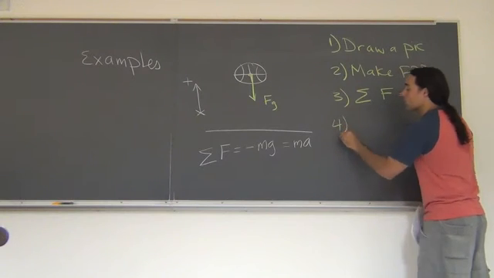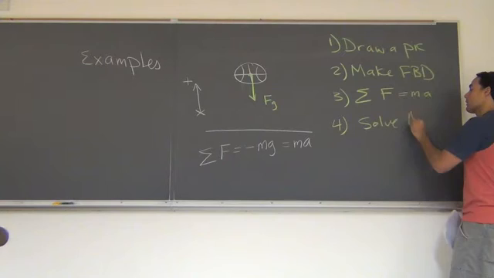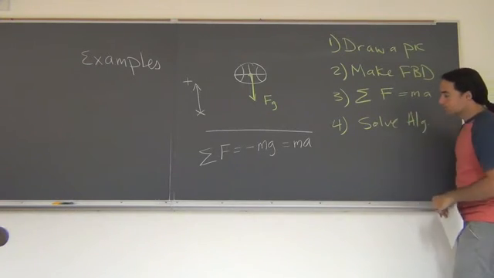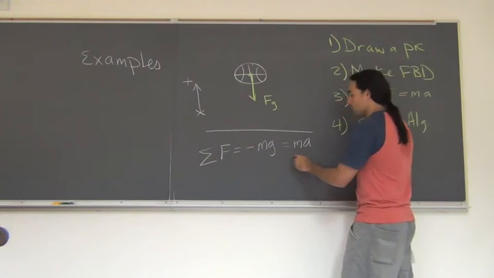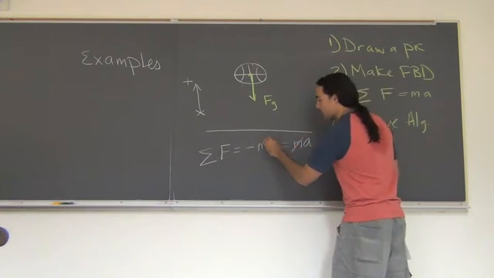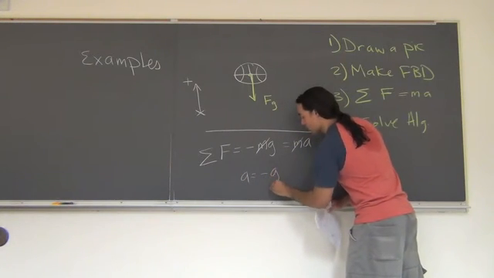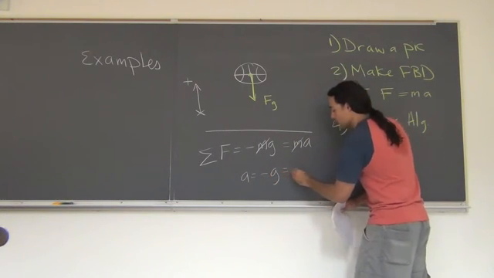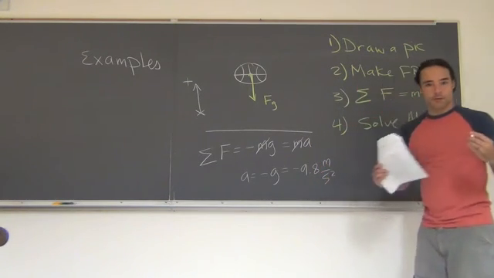Step 4, we want to solve the algebra. So in this case, let's say I'm solving for the acceleration. I can solve for the acceleration just by dividing through by the mass, and get that the acceleration is minus g, which is minus 9.8 meters per second squared.